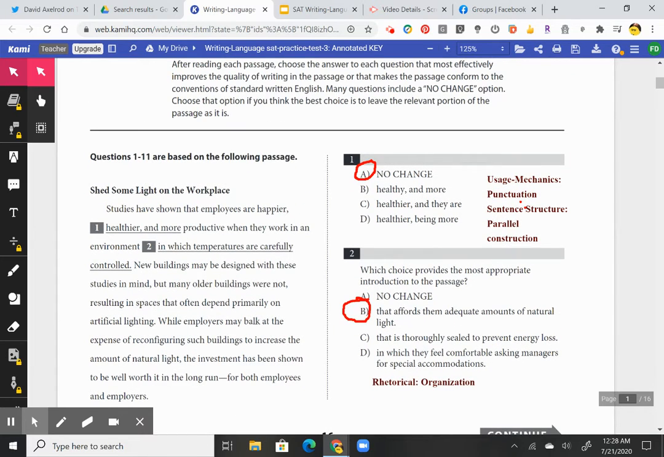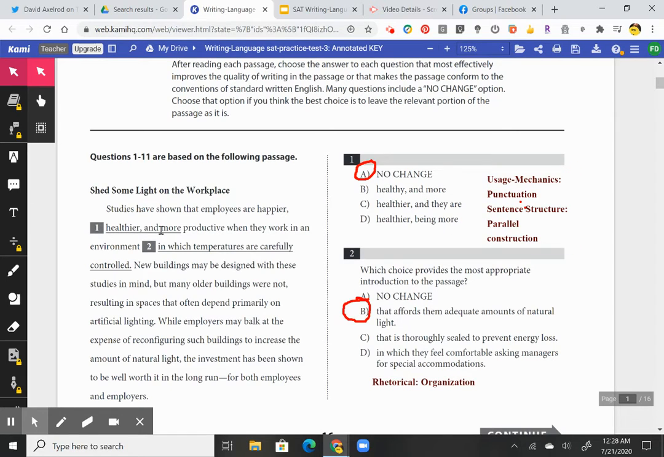So let's look at number one here. Again, I'm going to look at the underlined portion in the sentence that it contains. Studies have shown that employees are happier, healthier, and more productive when they work in an environment in which temperatures are carefully controlled. So number 1 and 2 are kind of together. I told you no change is the answer 25% of the time. Happier, healthier, and more productive: so parallel construction, sentence structure, is the type of question this is.